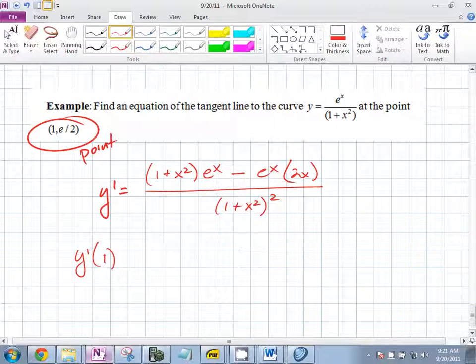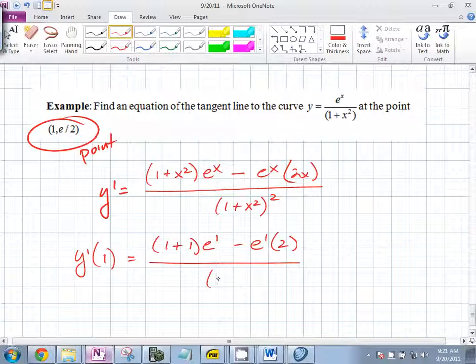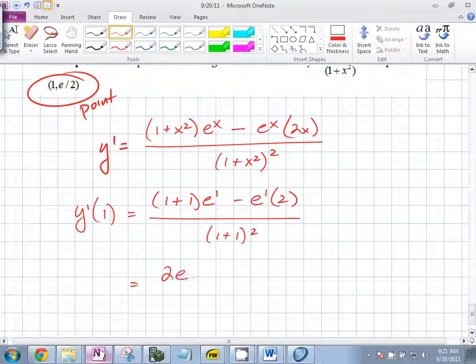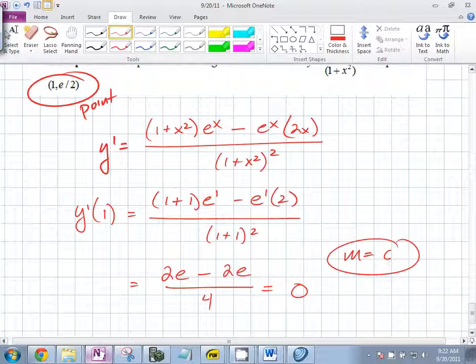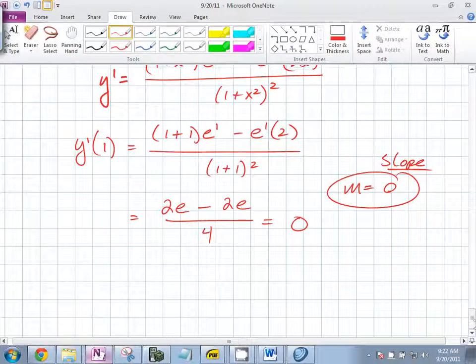If we plug in 1 into this, what do we get? 1 plus 1 times e to the 1, minus e to the 1 times 2, all over 1 plus 1 squared. This equals 2e minus 2e all over 4, which equals 0. So what's the slope of the line? 0. So if the slope of the line is 0, there's the slope. And it's at that point 1, e over 2. What's the equation of the line? Y equals e over 2.